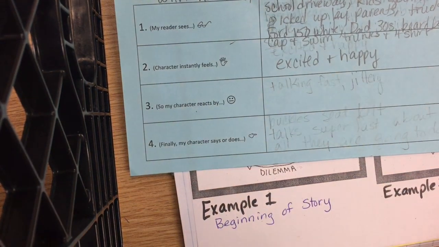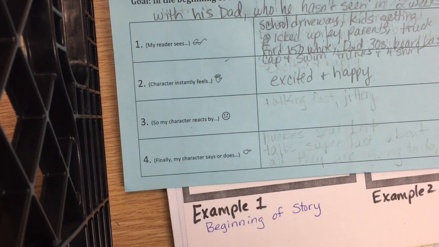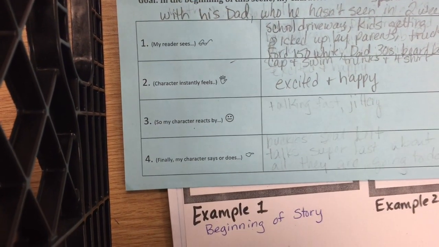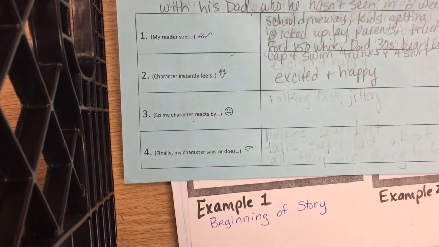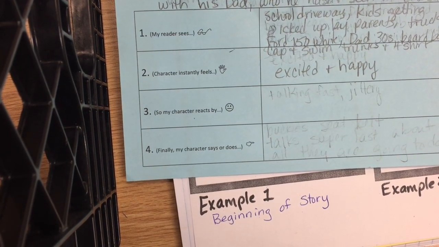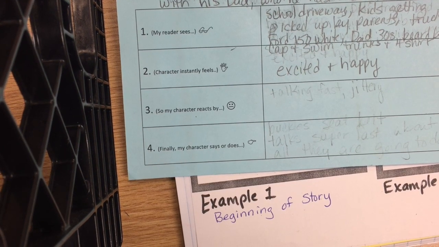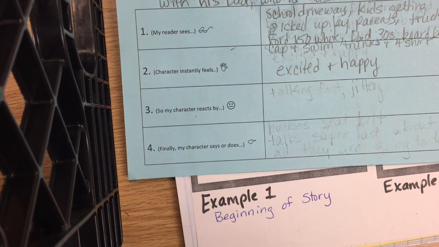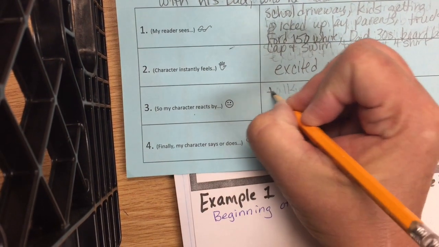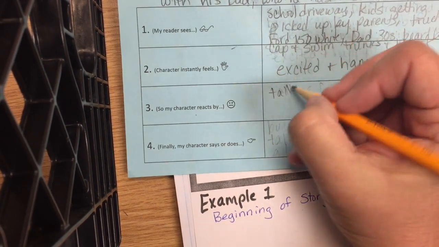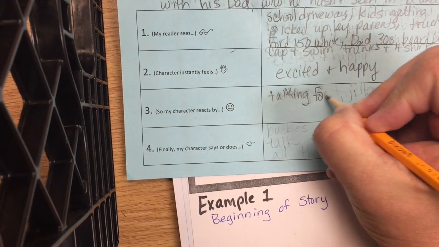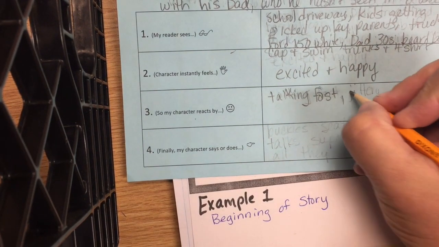Then my character reacts by, so this is a physical reaction. And that physical reaction would be, whenever someone's excited, what do they do? They're jittery. They might talk really fast. They might not be able to sit very still sometimes, okay? So I'm going to have him talking really fast. He's jittery.